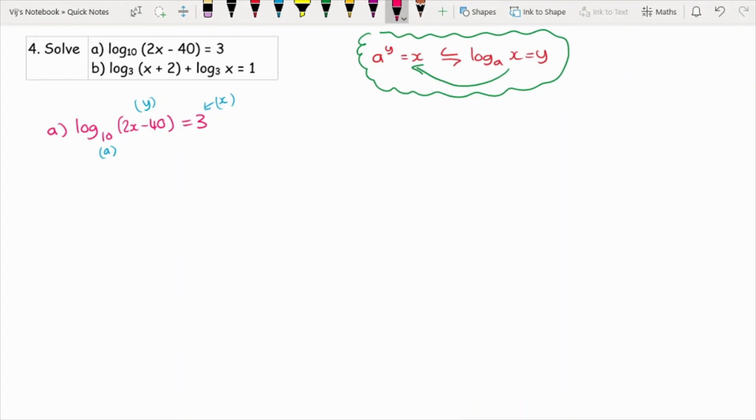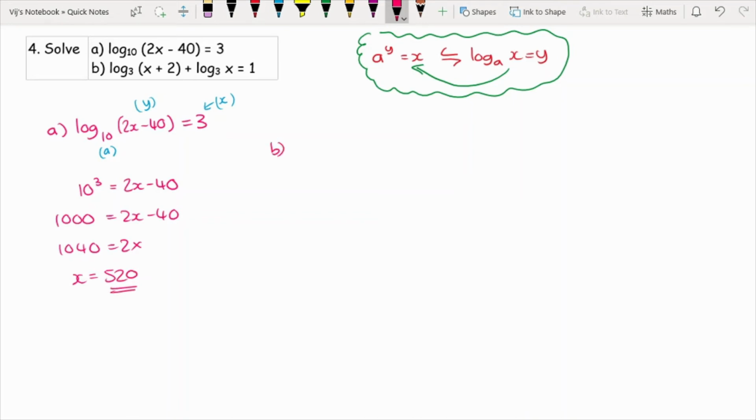So what we've got is 10 to the power of 3 equals 2x minus 40. That then becomes 1000 equals 2x minus 40, and then we just need to rearrange this, so we've got 1040 equals 2x, so x equals 520.